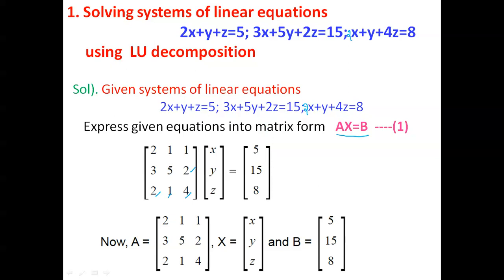We express the given system in matrix form: the coefficient matrix 2 1 1, 3 5 2, 2 1 4, times XYZ, equals the constant matrix B. So A is the coefficient matrix, X equals XYZ, and B equals 5, 15, 8. Now, as per the LU decomposition method, the coefficient matrix is decomposed into a lower triangular matrix and an upper triangular matrix. The lower triangular matrix has diagonal entries equal to 1.